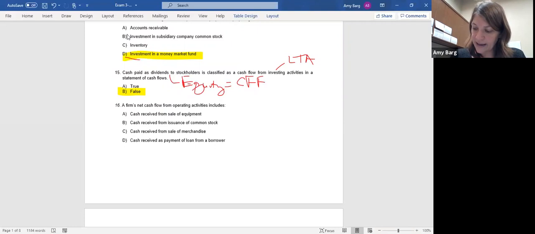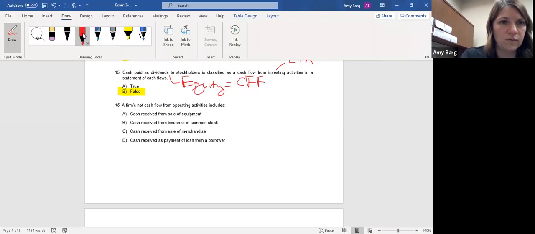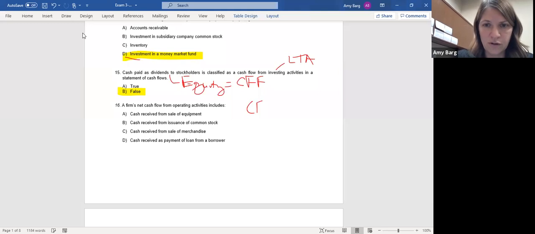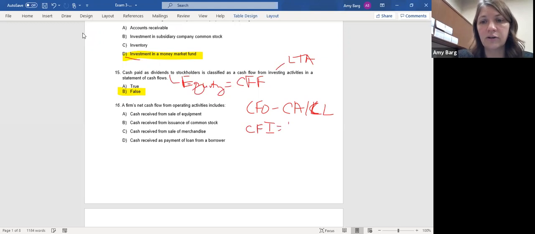A firm's net cash flow from operating activities includes, okay, so we will go over this just one more time because it's always worth it. Cash flows from operating activities are your current assets and your current liabilities. Cash flow from investing are your long-term assets, and cash flows from financing are your long-term liabilities and equity.